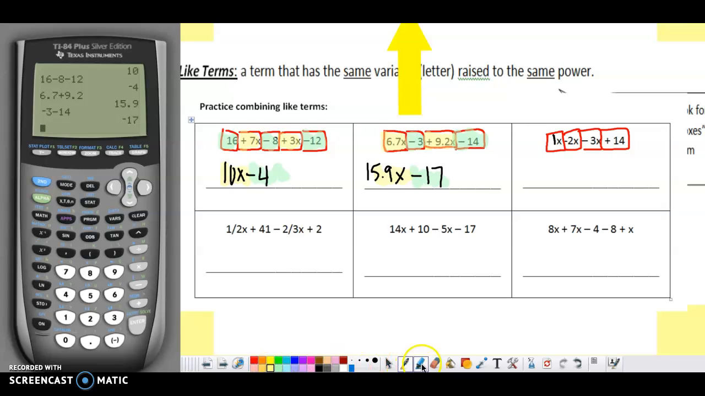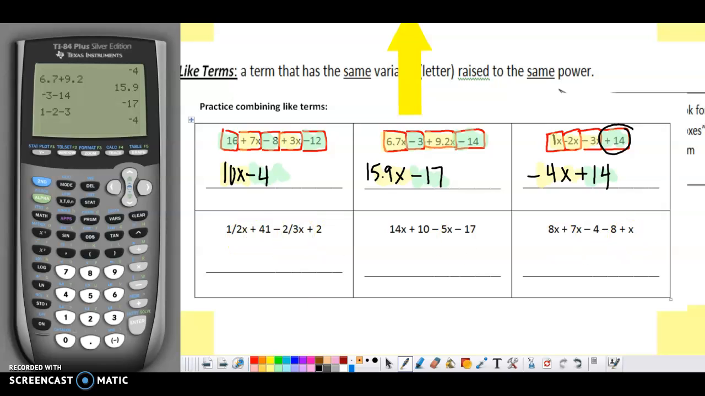Looking for things I can combine. This problem has three boxes that have x's, and then we just have a regular number at the end that we can't really put together. So the yellow part in the beginning, all my x terms: 1 minus 2 minus 3 gives the answer of -4x. This last box has nobody to combine with, so it's just dropped down. So we have -4x plus 14.